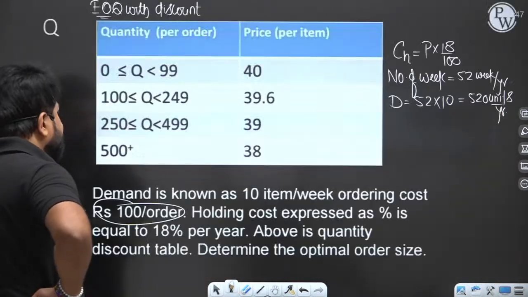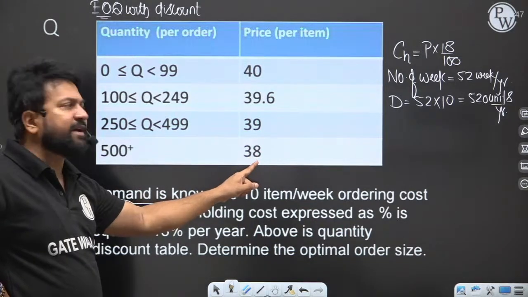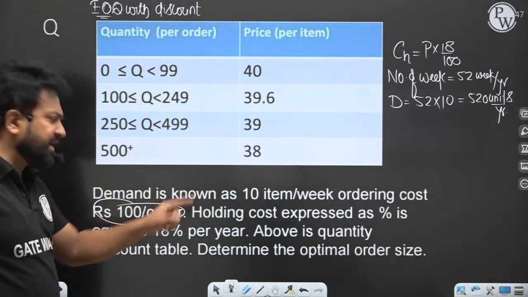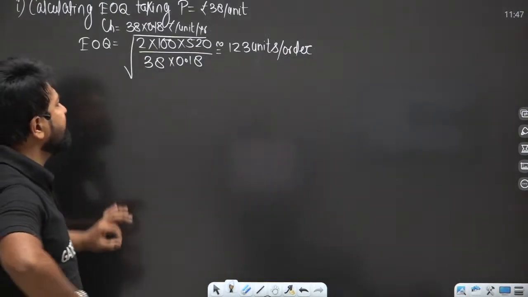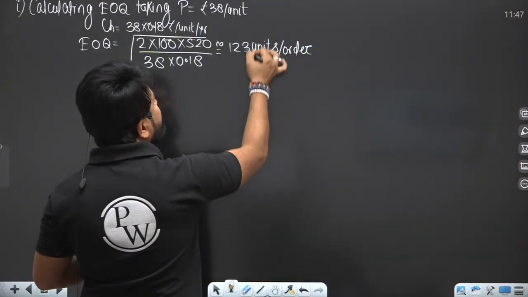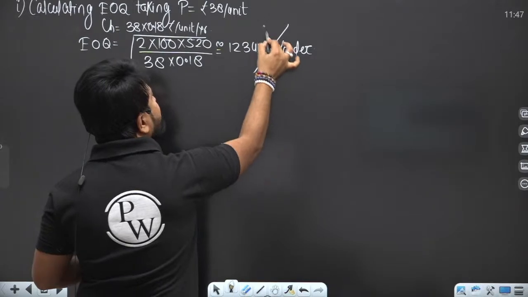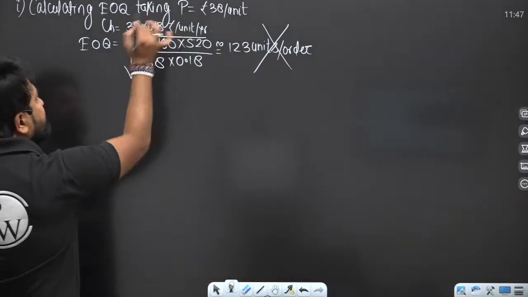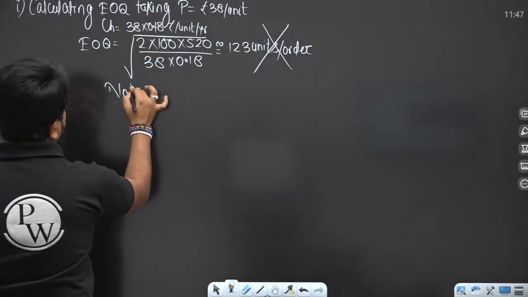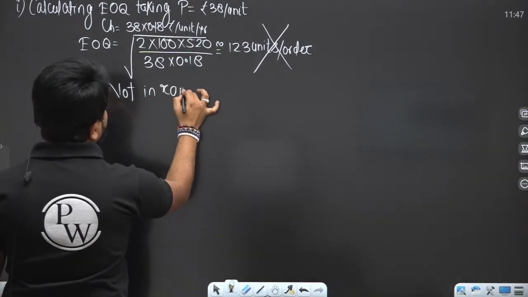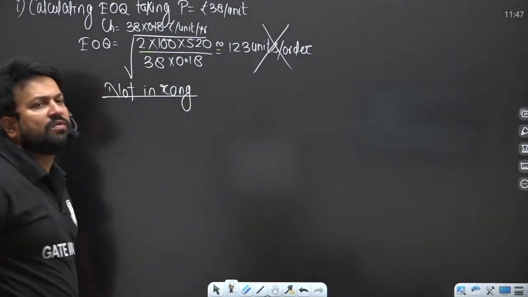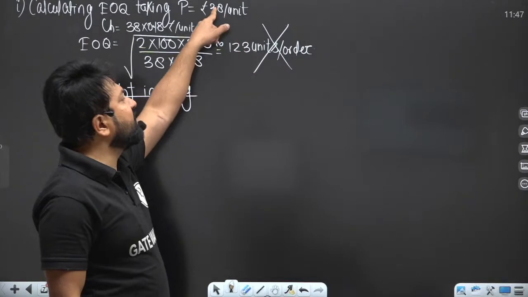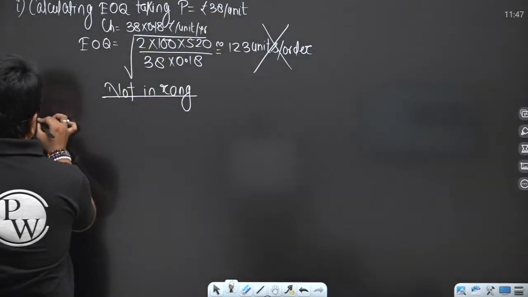No, because my dear, at 38 rupees per unit, you have to take 500 plus units. So it is worthless to check the discount or the total cost for 123 units at a purchasing price of 38. Not in range means there is no use to find out the total material cost at a purchasing price of 38.